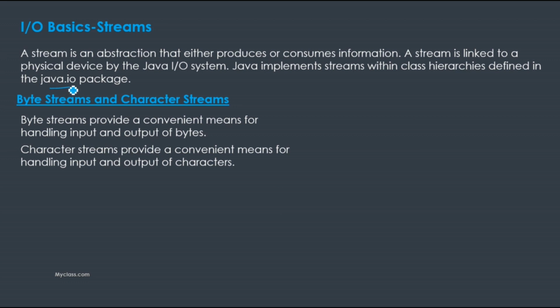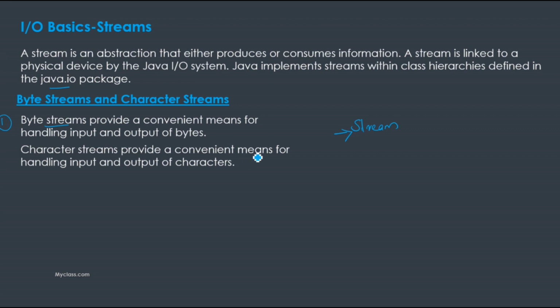Inside the java.io package, there are two types of streams, byte streams and character streams. So what is a byte stream? Byte streams provide a convenient means for handling input and output of bytes. When we want to input binary data or write binary data as output, we use the byte stream concept. There are lots of stream classes under byte stream, and with the help of these classes we handle input and output of bytes.